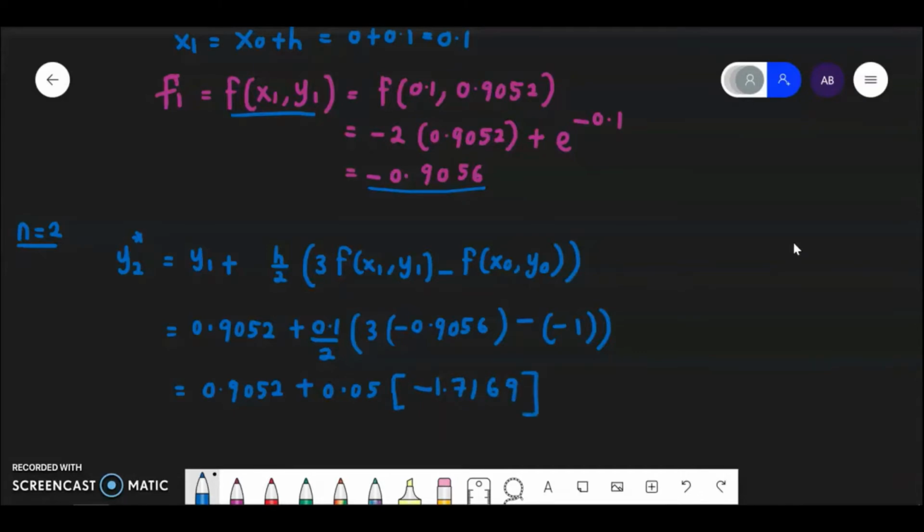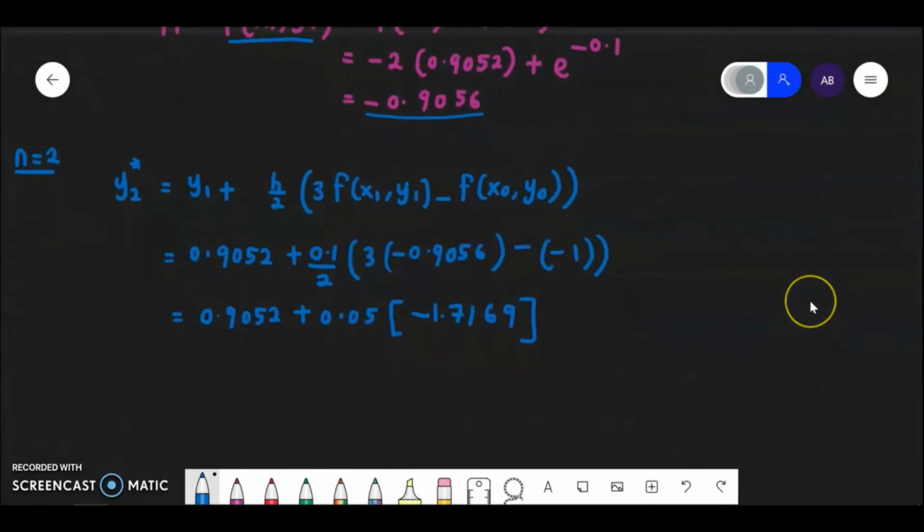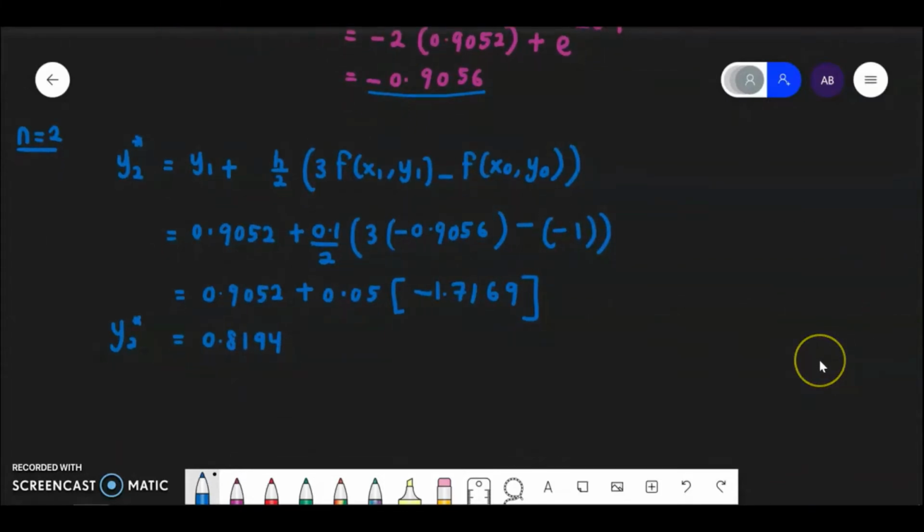Okay, so 3 times this plus 1. So negative 1.7169. Now if you stick with 4 decimal places, it should not give you more or less. Okay, so using the calculator, my y2 star, or whatever you want to call it, is not the same as my Adams-Moulton y2. So this is my y2 star. Now what is f2?